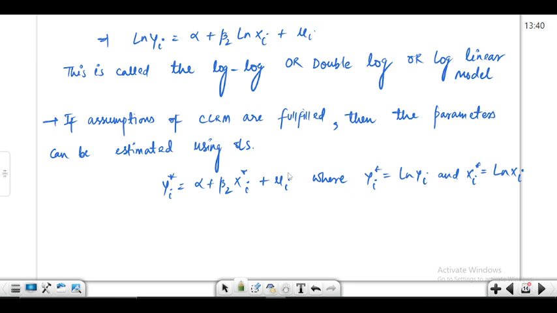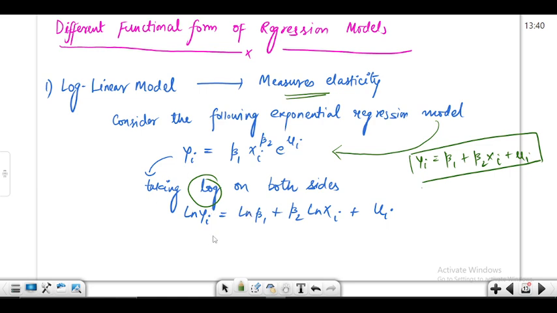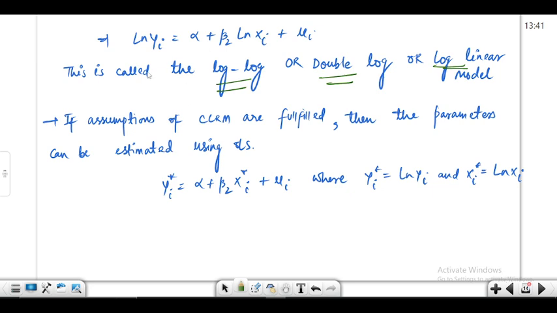I've given the names here. This is also called the log model, or the double log model, or the log linear model. Log linear model because your variables are in the log form, but your parameter is linear. Here I have replaced ln beta 1 by alpha because this will also be a constant term. I've used a simpler notation for it, so the regression equation looks even simpler: ln yi is equal to alpha plus beta 2 ln xi plus ui. This is called the double log or log linear model.